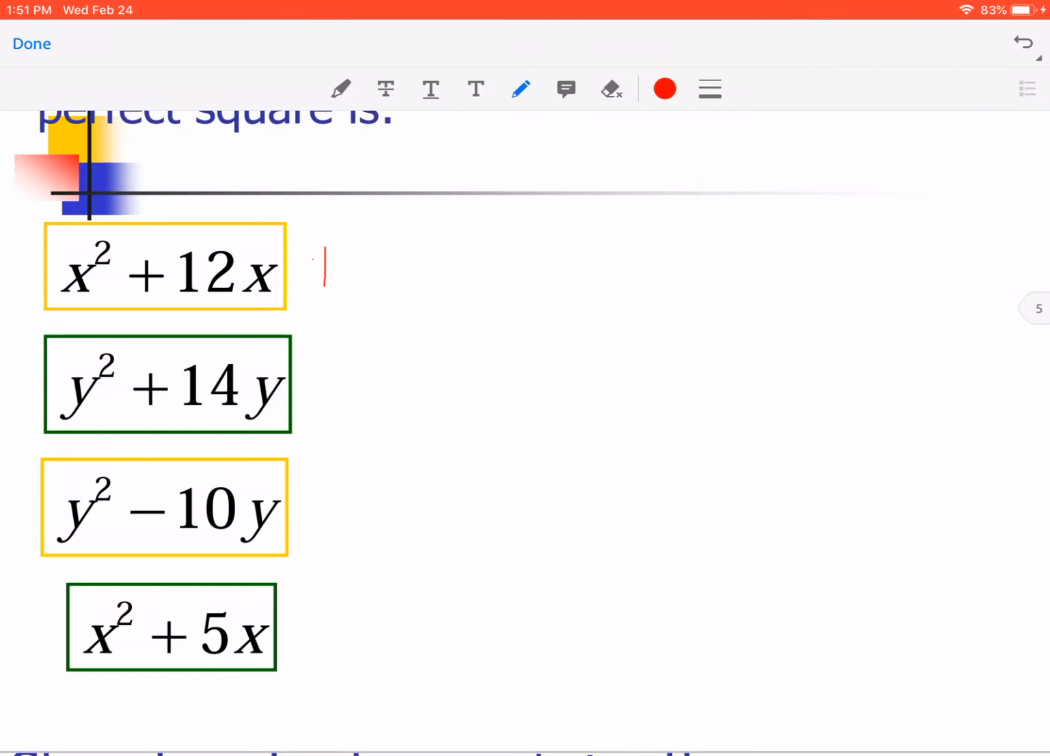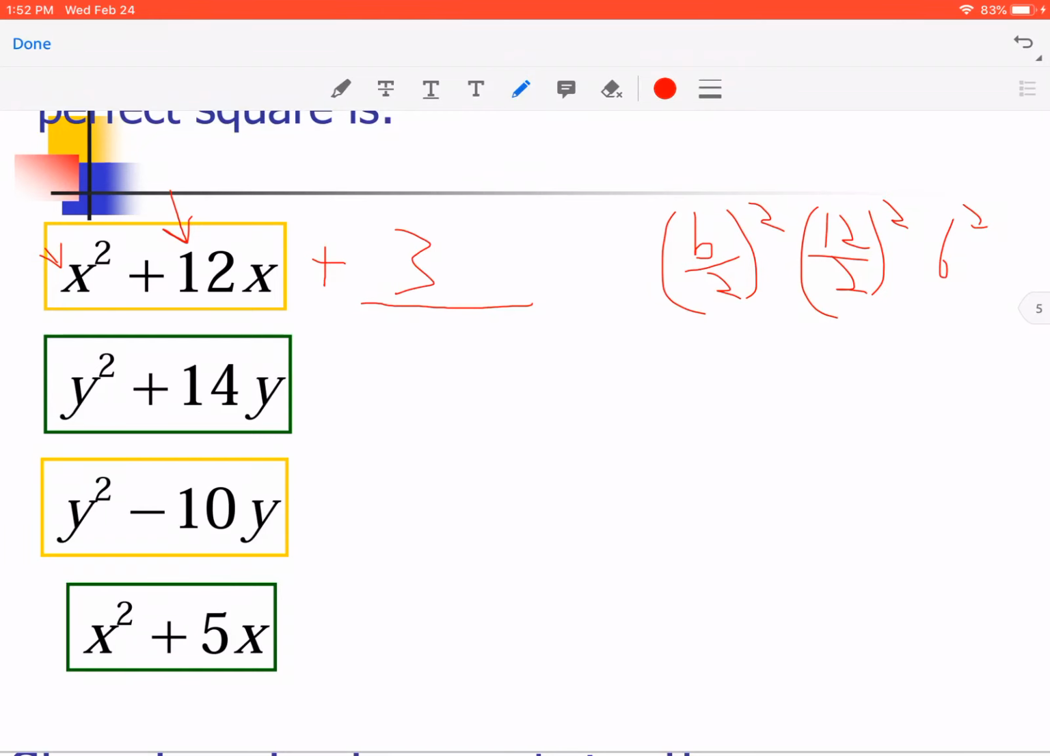If we are given the A and the B, that's the A, that's the B, we are missing the C. To make a perfect square trinomial, you simply take B, divide it by 2, and square it. So in this case, B is 12. 12 divided by 2 is 6, and 6 squared is 36. X squared plus 12x plus 36 is a perfect square trinomial.